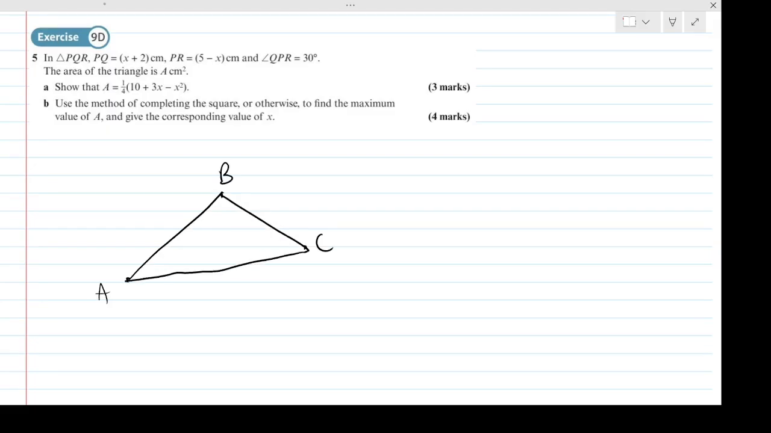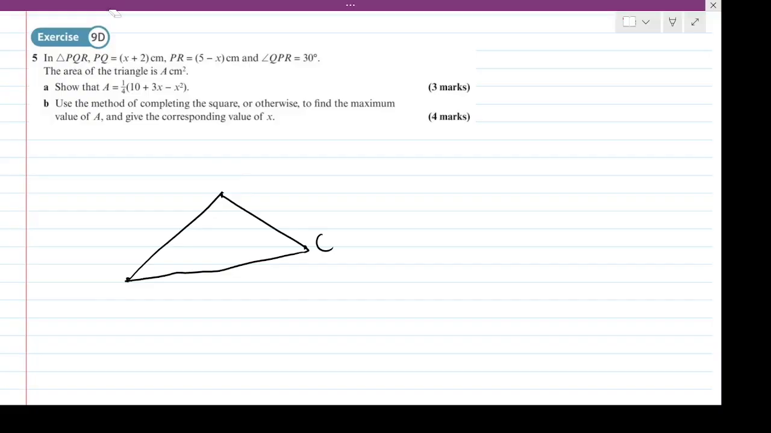And yeah, so we don't have ABC, do we? We have PQR in this case. So PQ is x plus 2, that's up here. PR is 5 minus x. And angle QPR, so the angle's at P because P is in the middle, is 30. Right. So again, we're in a position we can use the formula half ab sine C.